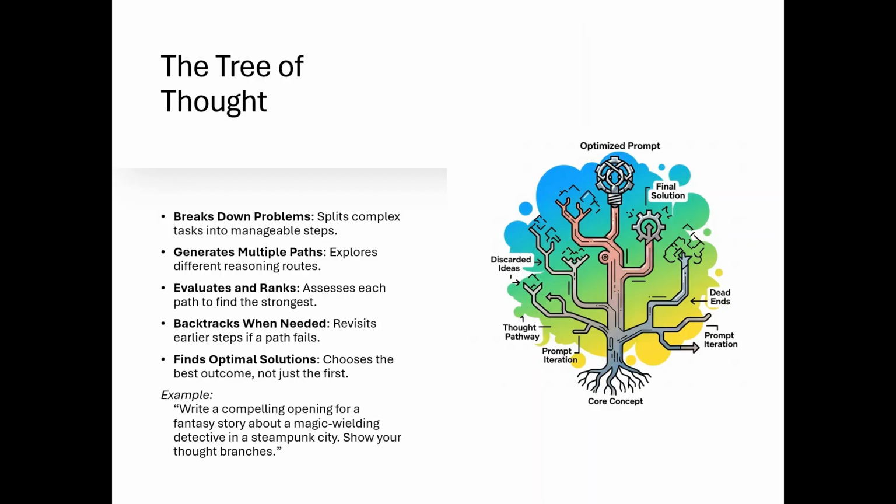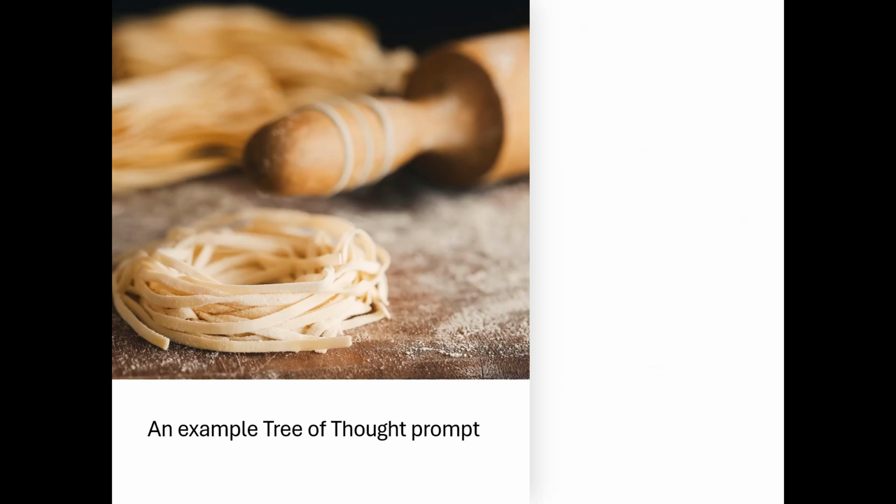So, for example, if you're thinking about writing a story, you might ask it to write a compelling opening for a fantasy story about a magic wielding detective in a steampunk futuristic city. Show your thought branches. So, this is a way of the tree of thought approach to asking AI.